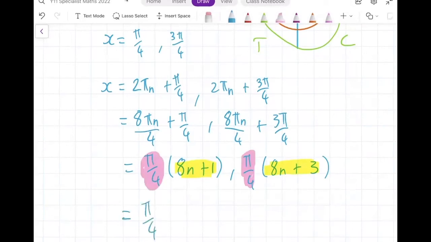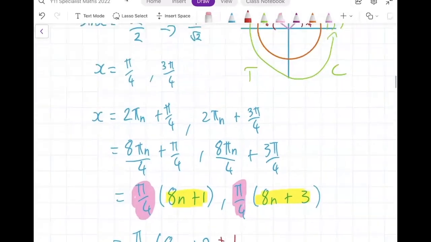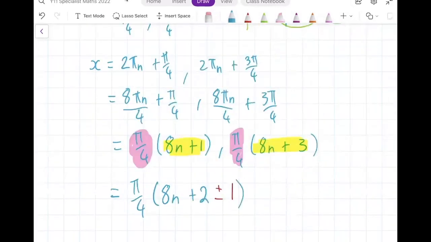Pi on 4 is common to both. 8n's common to both. And now I'm going to write plus 2. Let's do this in red. Plus or minus 1. So if I add 1, I get 3. If I take 1 away, I get 1. So 2 plus or minus 1 is 1 or 3. That gives me each of my solutions here, depending on if I'm plussing or minusing.